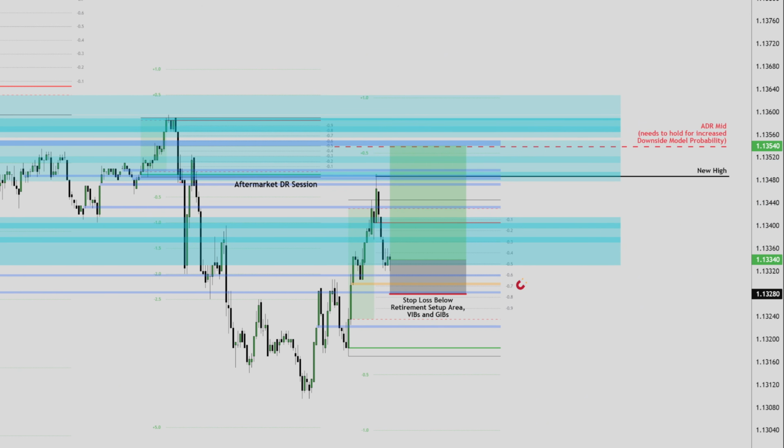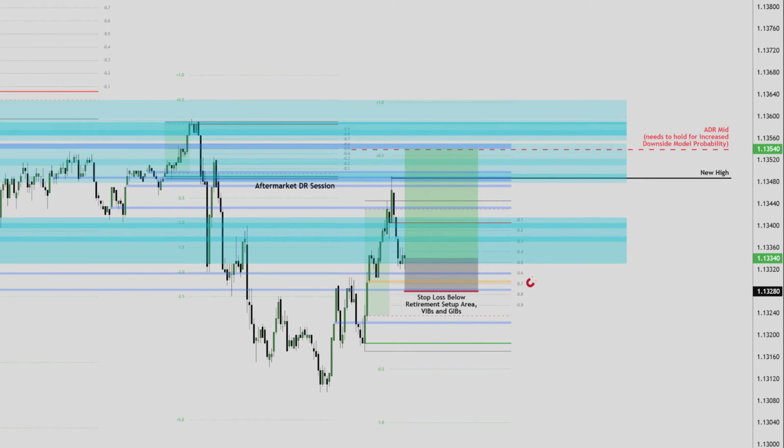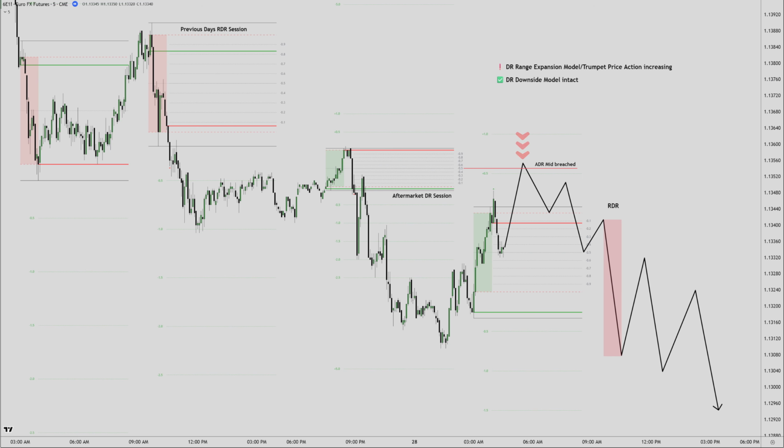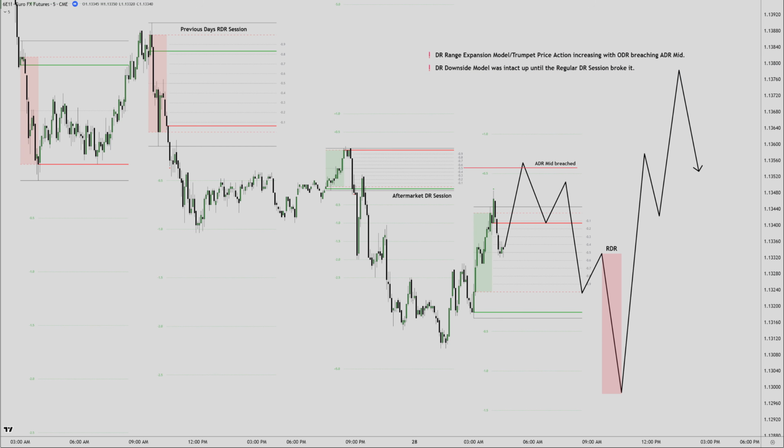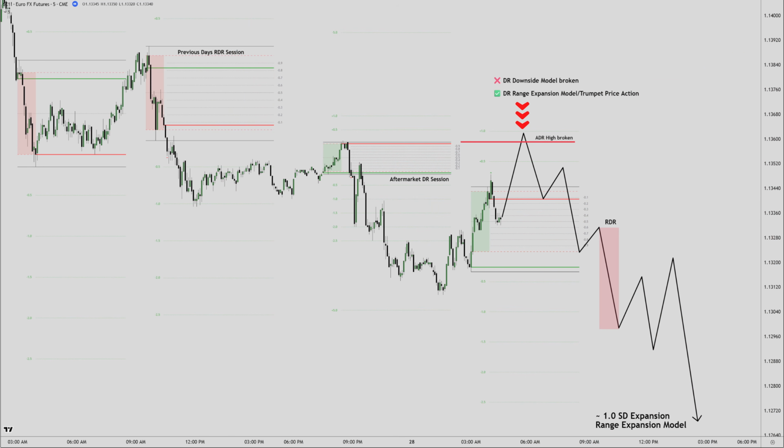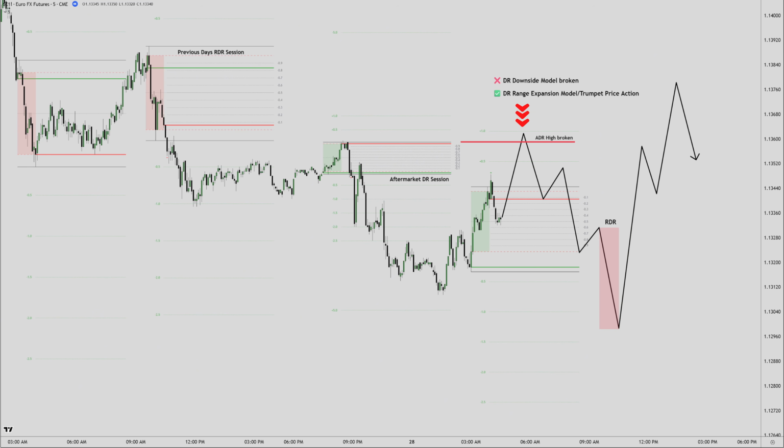It's the level that needs to be respected for an increased downside model probability. If the mid gets breached by the overnight DR session, the downside model is still intact and can play out, but its probability decreases for the rest of the day. You can also see a range expansion model take place in the regular DR session, where both sides of the market are being played in a trumpet-like price action, and the downside model gets broken in the RDR. The DR downside model is completely broken if price violates the ADR highs, and you should expect a DR range expansion model or trumpet-like price action throughout the day.